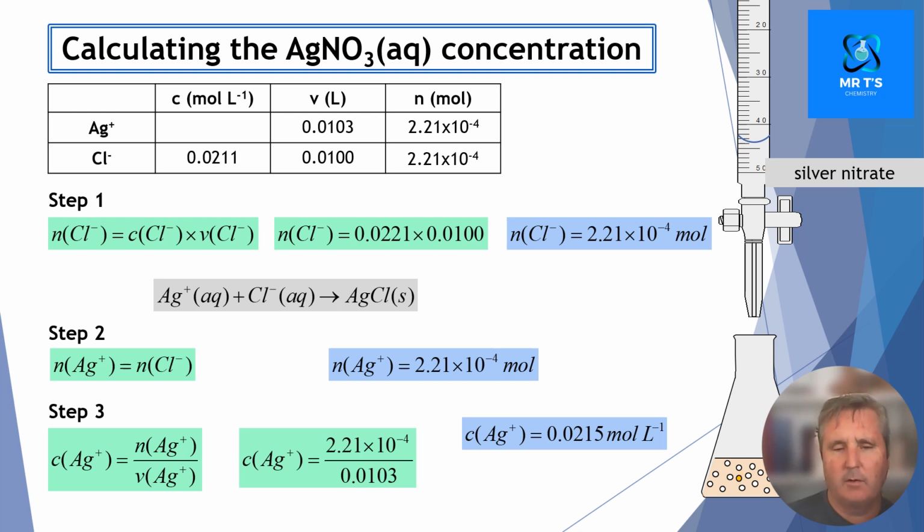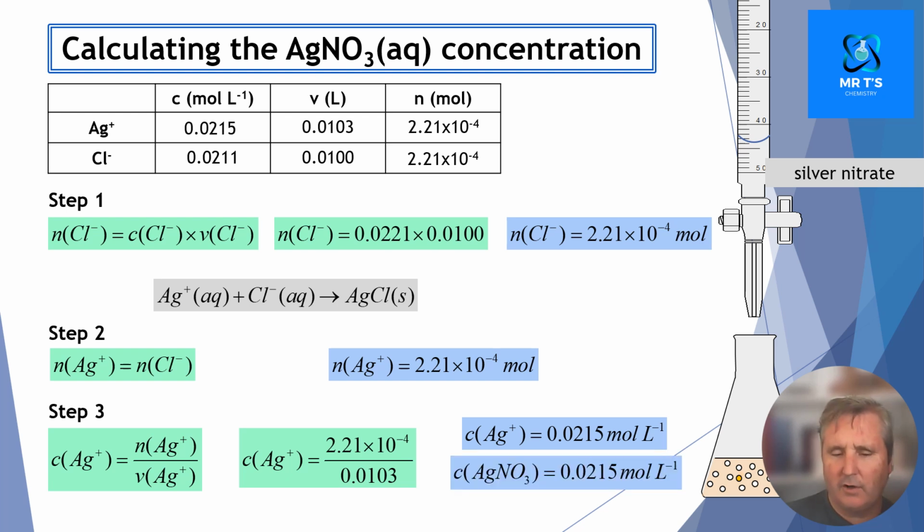And if you know that when you take silver nitrate and place it into a solution, or it's aqueous in the solution, every 1 silver nitrate makes 1 silver ion and 1 nitrate ion. So 1 silver nitrate makes 1 silver ion. So if the concentration of silver ions is this, then the concentration of silver nitrate is the same, because they are in a 1-to-1 ratio.